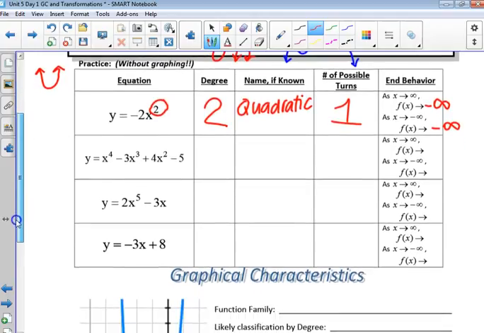So what about this one? What's the highest degree? What's the degree? 4. What do we call that? Linear, quadratic, cubic? Quartic. So to the 4th is quartic. Number of possible terms? One less than the degree. 3. And then the highest degree is 4, and it's a positive leading coefficient. So where do you think both my arrows are going? Up. Okay?